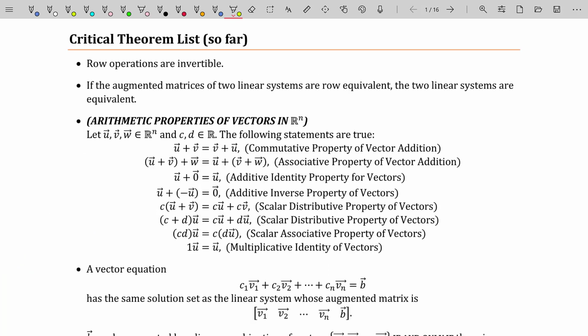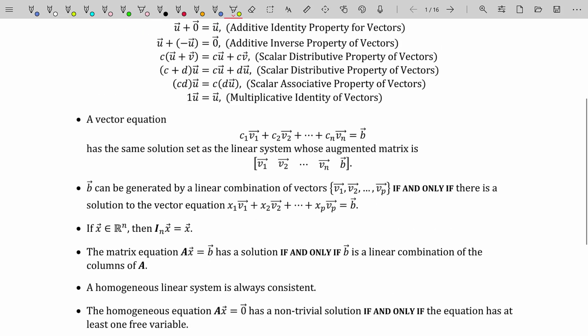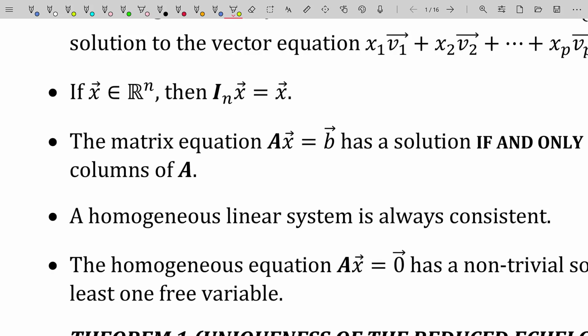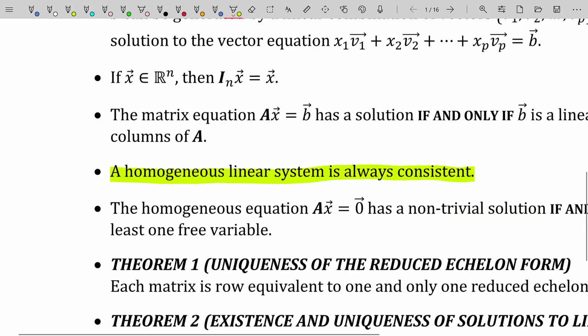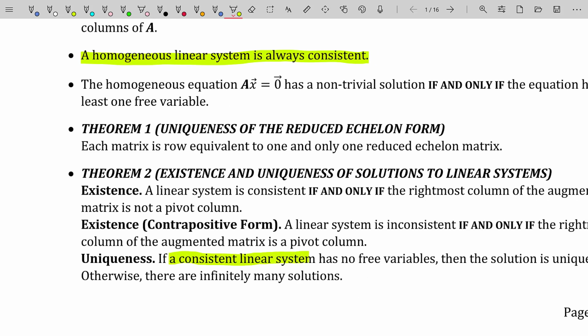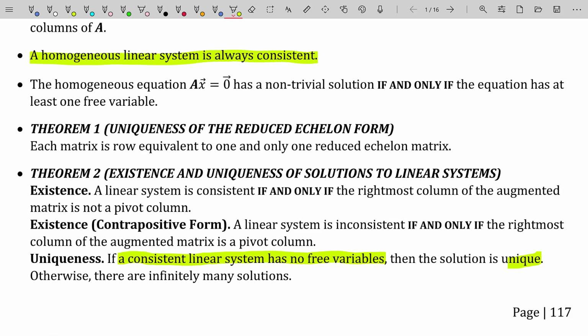And reaching back into our critical theorem list so far in linear algebra, we know that because this is a homogeneous linear system, it's always consistent. And we also know from this theorem 2 right here, if we have a consistent linear system and it has no free variables, which is the case we're dealing with, then the solution is unique. That is, not only do we have a homogeneous linear system that has 0 as its solution, but because we don't have any free variables, that solution is the only solution.